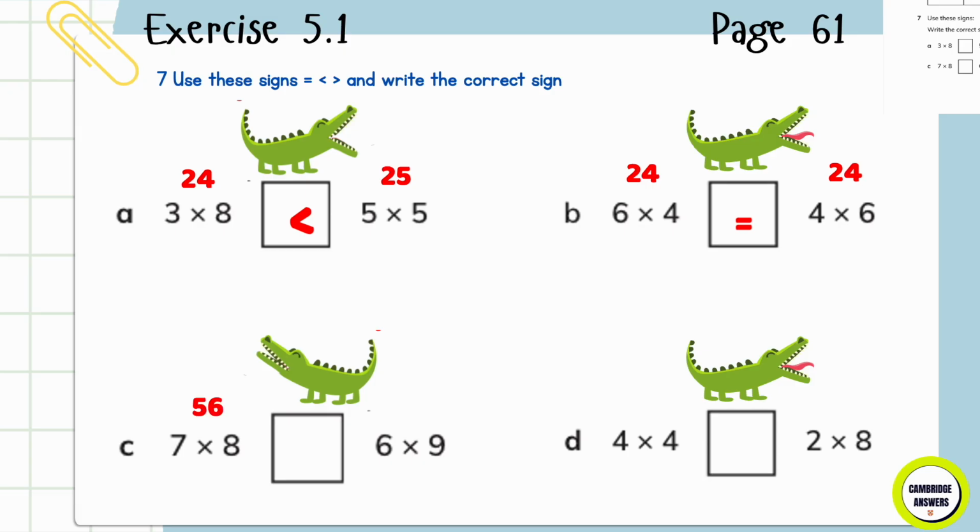7 times 8, 56. 6 times 9, 54. Chomp. Gulp. The crocodile eats 56. 54 is less than 56. 4 times 4, 16. 2 times 8, 16. No chomp here either. They're equal. And that's it. Crocodiles are full and happy.